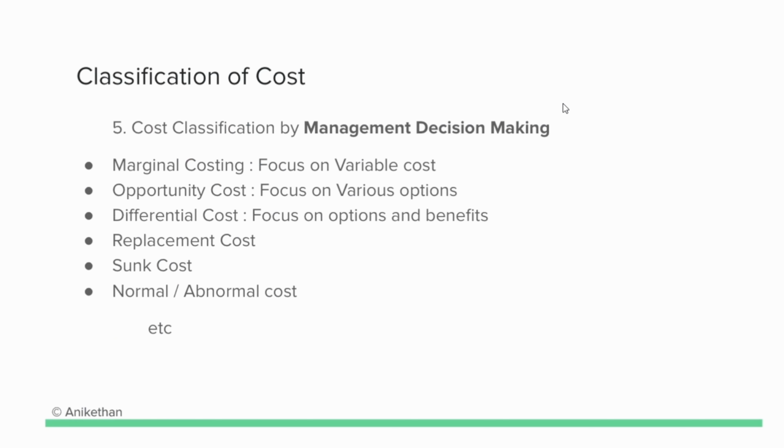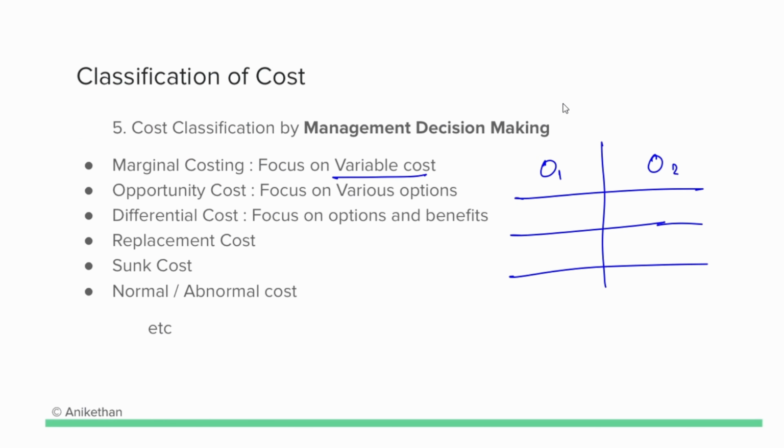Next type of classification is with respect to management decision. You have marginal cost. Here the focus is solely on variable cost. This you will learn in detail in your section 3. Next is opportunity cost. Management, when they have to decide, will usually have more than one option. They will have option 1 and option 2, and resources to go with only one option. If they go with option number 1, they cannot go with option number 2, or if they go with option number 2, they cannot go with option number 1. In such a case, whatever they are not able to go with is called foregone opportunity, and the cost associated with it is called opportunity cost. In simple terms, it is the cost of the next best thing.